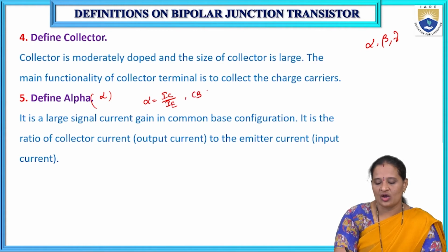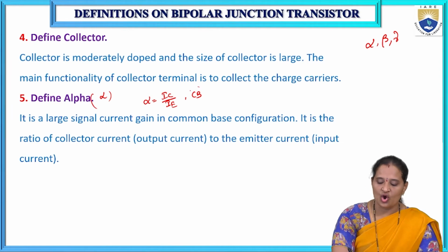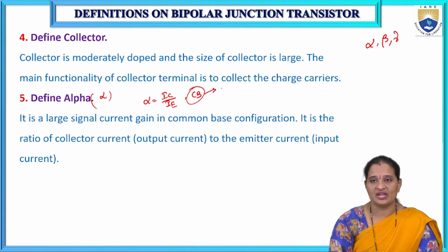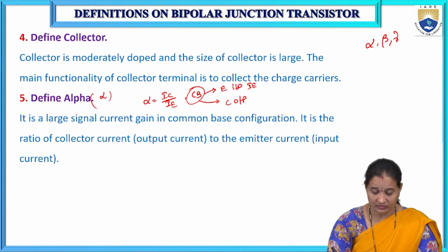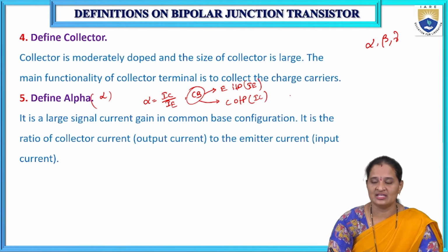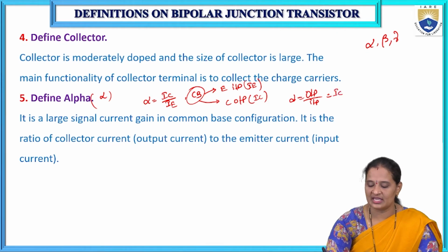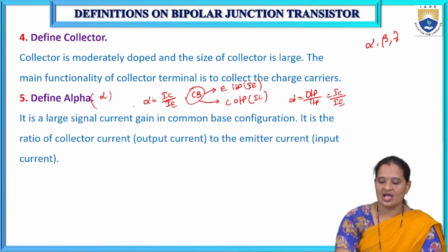This is the current amplification factor, or large signal current gain, of a transistor in common base configuration. In common base configuration, base is the common terminal, emitter is the input terminal, whereas collector is the output terminal. As emitter is the input terminal, IE is the input current and IC is the output current. So the current amplification factor, or gain, is defined as the ratio of output current to the input current. What is the output current of common base configuration? That is IC divided by IE. That is why alpha is defined as the ratio of collector current to the emitter current.